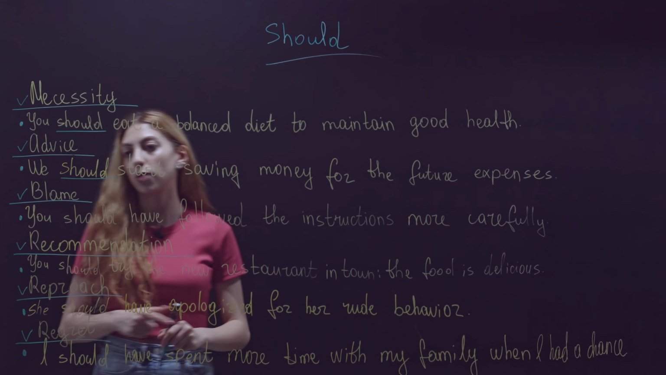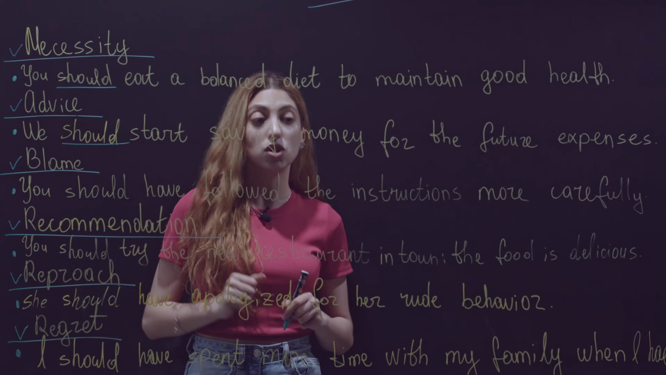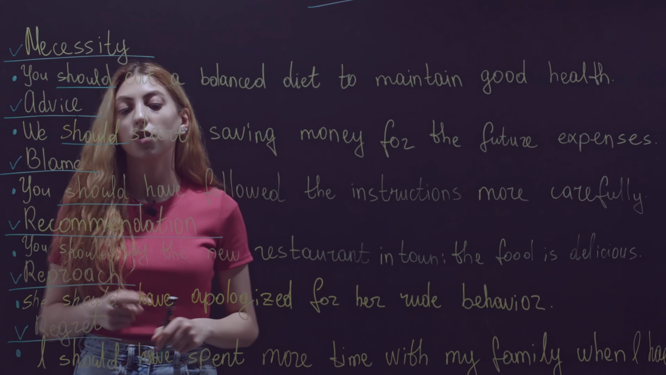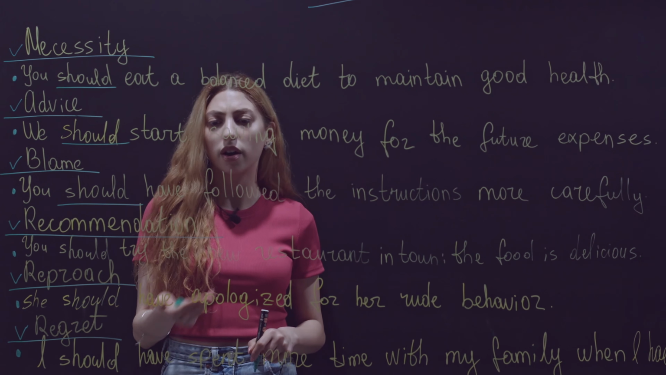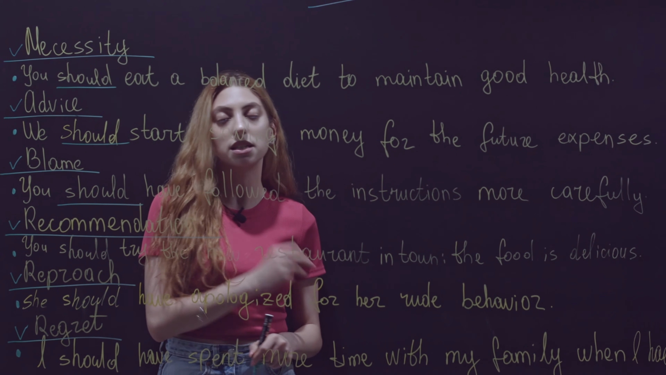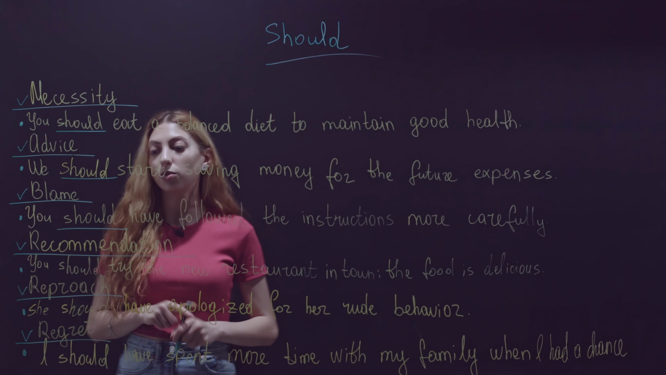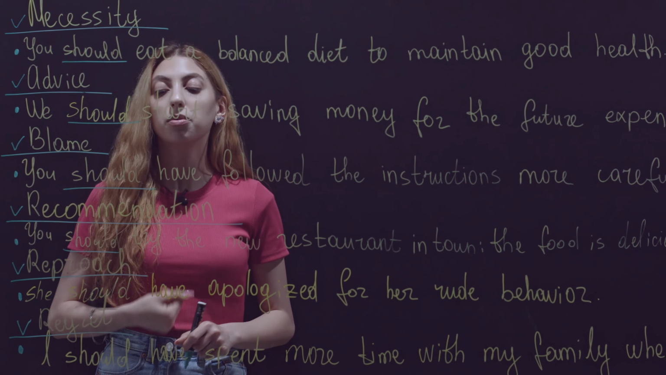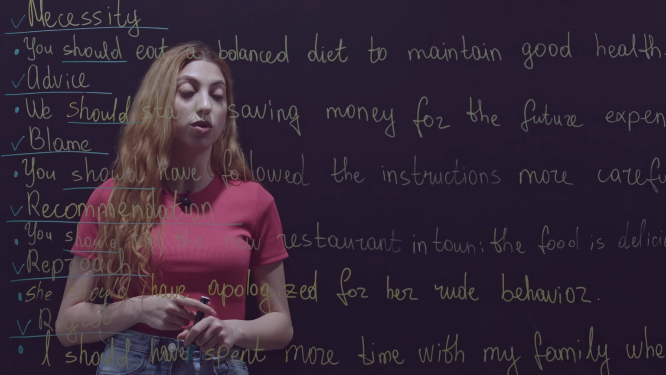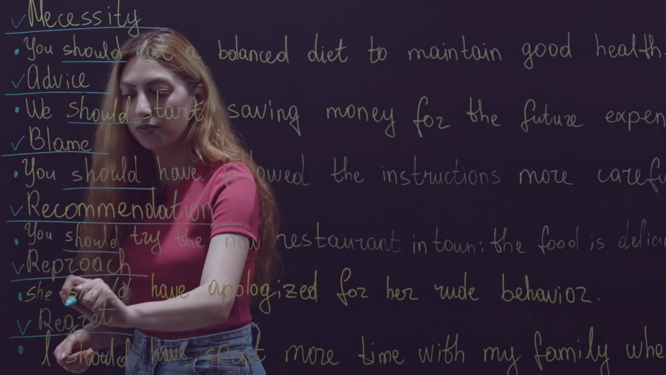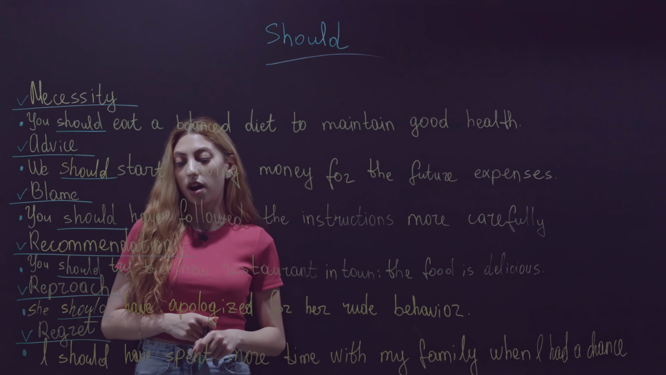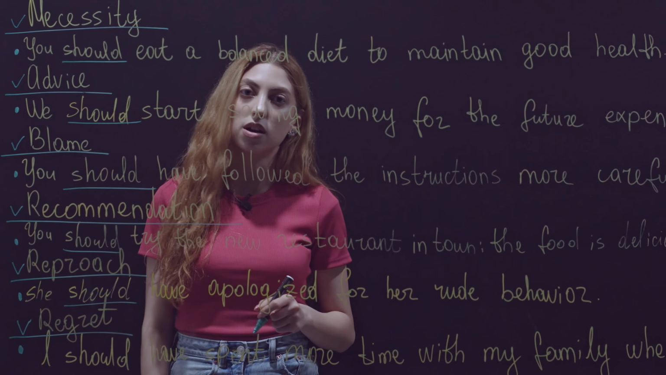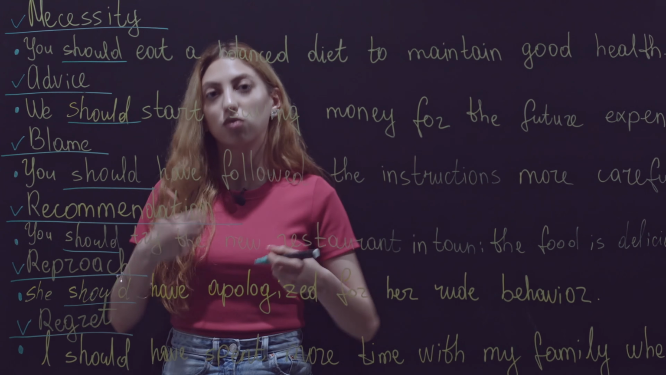So here it is. Next one, blame. You should have followed the instructions more carefully. So again, should. Next one, recommendation. You should try the new restaurant in town. The food is delicious. So we have should in the form of recommendation. Next one is reproach. Example, she should have apologized for her rude behavior. Next one, regret. I should have spent more time with my family when I had a chance. I should have spent more time. This is kind of showing regret.